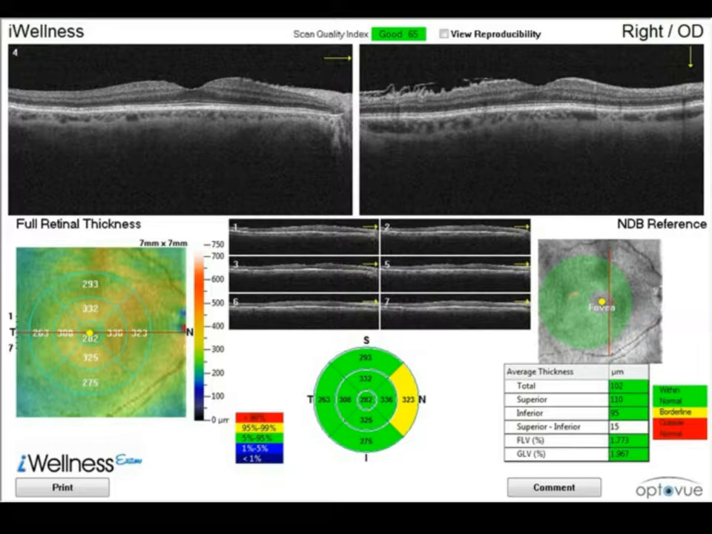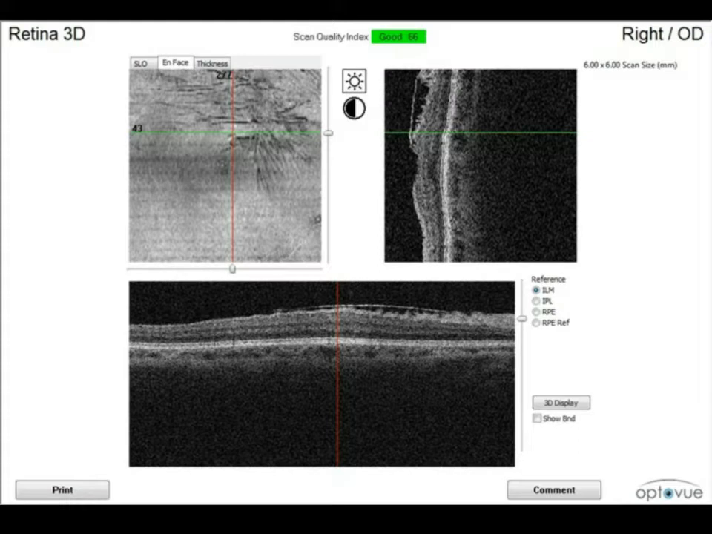What you're actually looking at here is something called an epiretinal membrane, which is literally a contraction of the internal limiting membrane over the surface of the retina. And when that occurs, it actually causes some level of visual disturbance. When you actually look at something called an en face view, and when you look at the upper left-hand scan, you can actually see this.